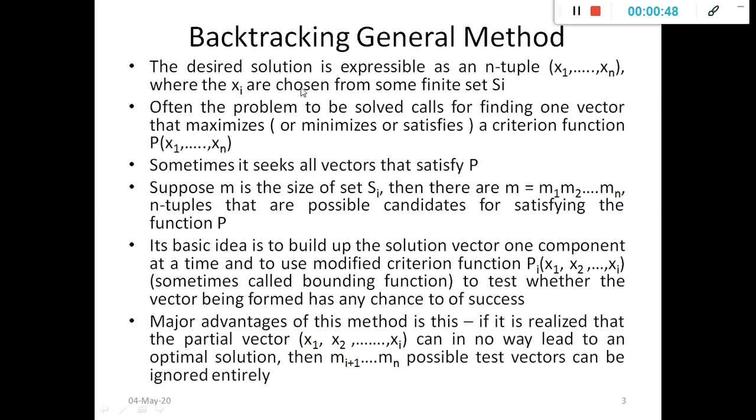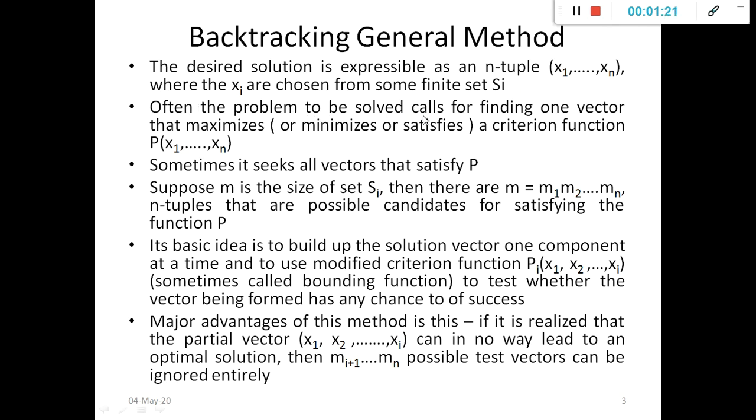The desired solution is expressible as an n-tuple (x1 to xn), where the xi are chosen from some finite set Si. That is, you have a given set of elements. Out of this set of elements, you have to generate vectors or n-tuples by considering some of the set elements, and this subset or vector is used to generate the desired solution for your given problem statement.